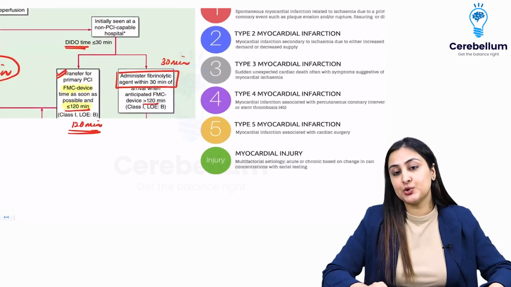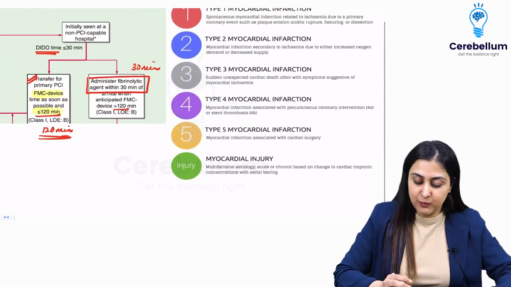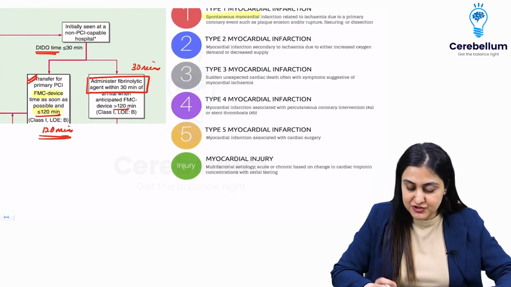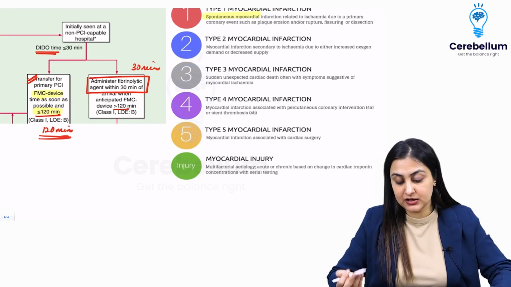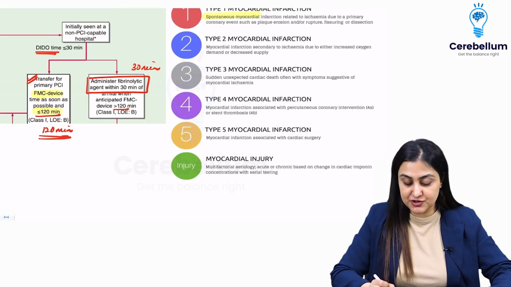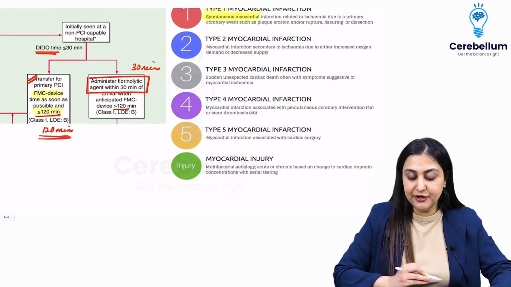Types of MI can get you questions. So this is from Harrison's. Type 1 is a spontaneous MI which is happening because of plaque erosion, rupture, fissuring or dissection. So this is the usual kind of MI.